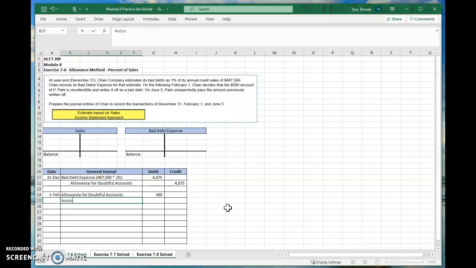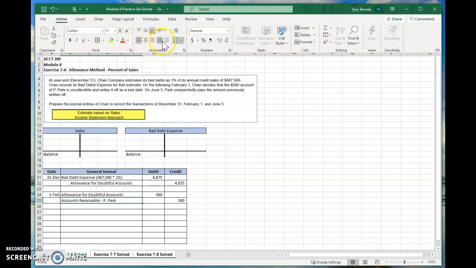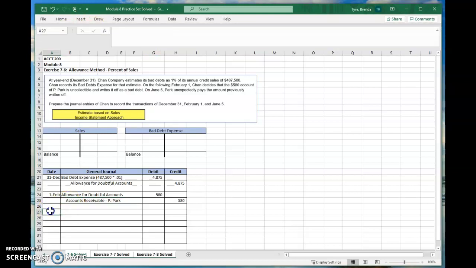and we credit our accounts receivable, P Park, and that amount will be for $580. Let's go ahead and indent this because that just makes me crazy when they're not like that. All right, on June 5th, what happens? Park unexpectedly pays the amount that was previously written off.